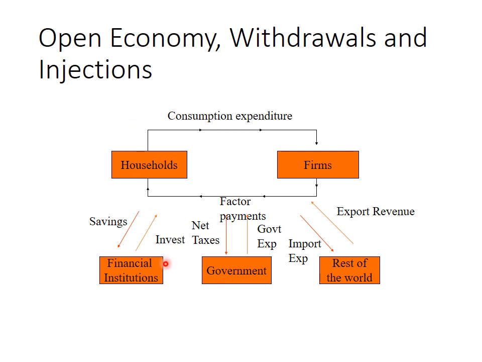Now, this income here is not static. It can be changed by these three sectors over here. These three sectors are financial institutions, government, and the rest of the world. Now, the down arrows are called withdrawals. Down arrows are called withdrawals. They're called withdrawals because income is being drained out from this circular flow, such as, for example, savings.